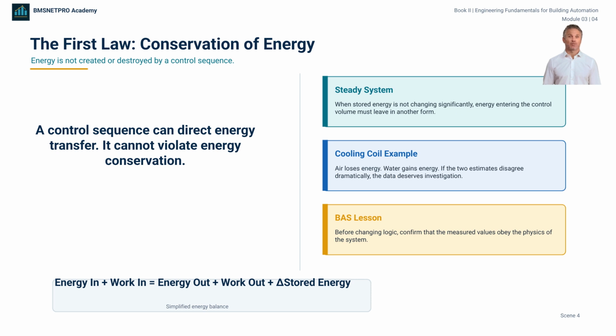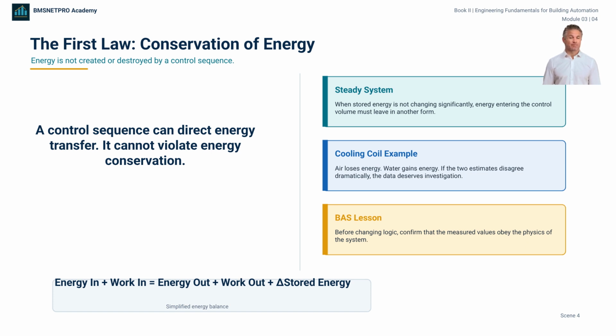The first law of thermodynamics tells us that energy is conserved. In simple field language, energy entering a system must either leave the system, become useful heating or cooling, be rejected somewhere else, or be stored temporarily in the building, water, metal, air, or equipment.